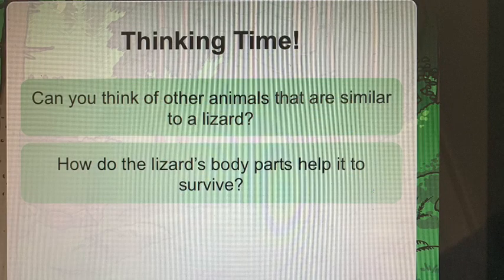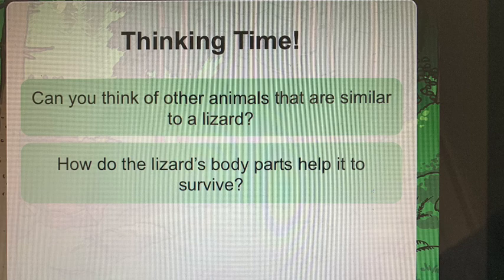Can you think of any other animals that are similar to a lizard? Think about the body parts of a lizard: 4 legs, scaly skin, a long tail. And another question I want you to have a think about is, how do you think lizards' body parts help it to survive? Think about where a lizard lives, its habitat. Pause the video if you need to have a think, and then when you've thought of something, come back and see what you thought of.